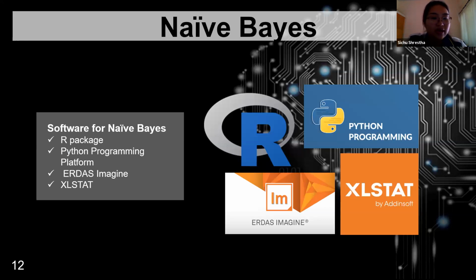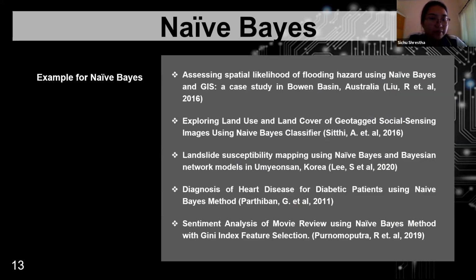And next is software for Naive Bayes. The first one is the R package, and next is the Python program, and ERDAS, and Excel add-ins. For applications of Naive Bayes, most of the papers that we looked at are about hazards, such as assessing spatial likelihood of flooding hazard using Naive Bayes and GIS, and exploring land use and land cover for geotechnical social sensing images using a Naive Bayes classifier, and also diagnosis of heart disease for diabetic patients using the Naive Bayes method. Something like that.